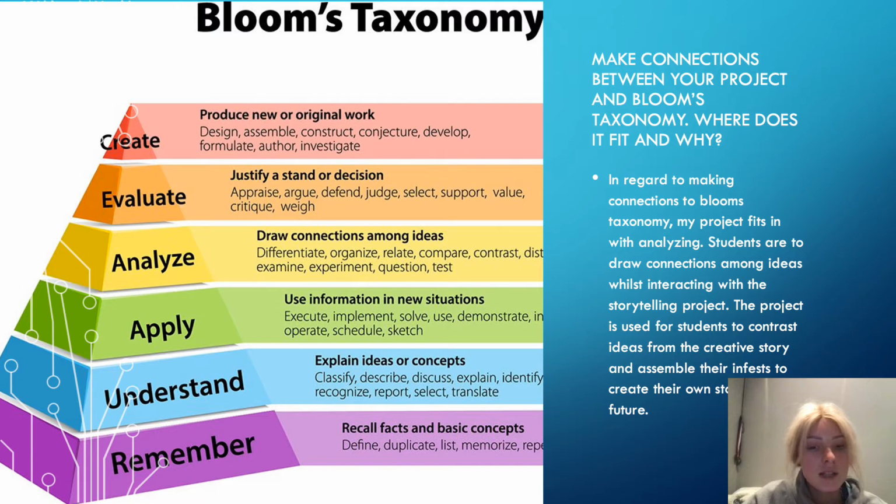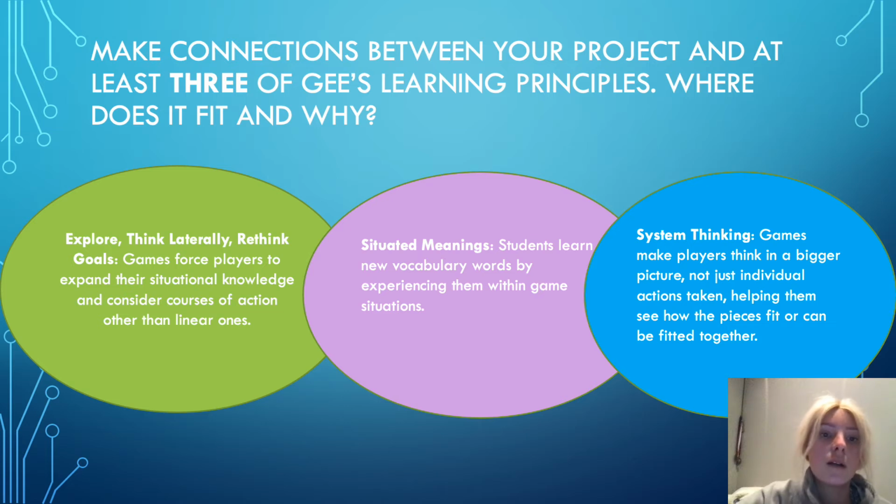So Bloom's taxonomy is a means of framing questions to target different levels of cognitive processing. It consists of 6 aspects of learning: remember, understand, apply, analyze, evaluate and create (Churchill et al., 2019). So in regards to making connections with Bloom's taxonomy, my project best fits in with analysing. So students are able to draw connections among ideas whilst interacting with the storytelling project. The project is used for students to contrast ideas from the creative story and assemble their interests to create their own stories in future.